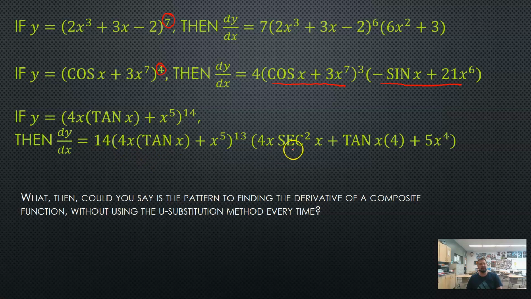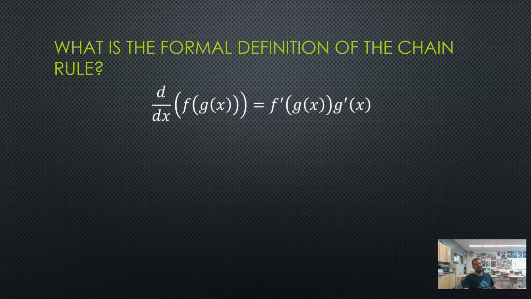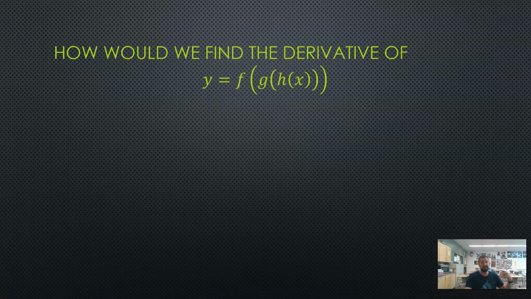Same thing on this problem. The only difference is, the reason why this is so long at the end is I had to use the product rule between 4x and tangent of x. In reality, the formal definition of the chain rule is this. If I'm taking the derivative of a composite function, I take the derivative of the outside function and leave the inside function alone. That's what this f prime of g of x is saying. Then I multiply that by g prime of x. In other words, I take the derivative of the outside function, leave the inside function just as it is. Then I multiply all of that by the derivative of what's in the parentheses.